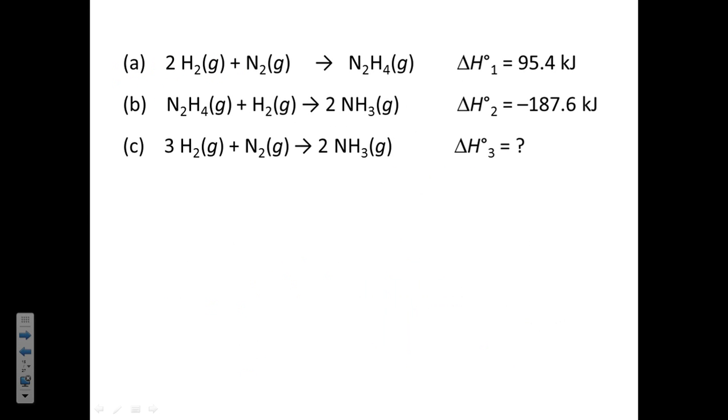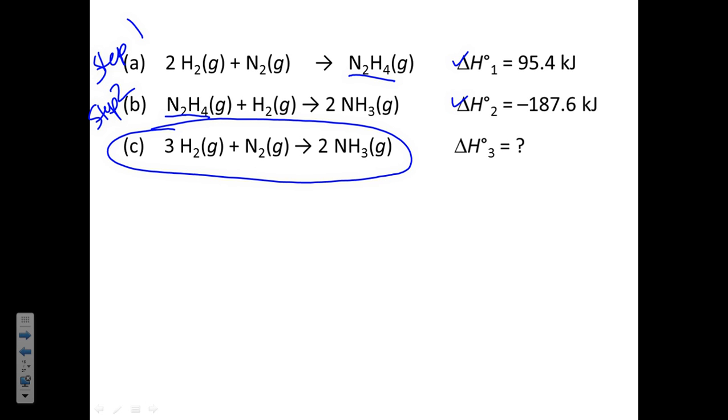Let's put some numbers with this. Here is our step 1, shown in A. Here is step 2. In step 1, we're combining hydrogen and nitrogen and forming an intermediate. In step 2, the intermediate is combining with hydrogen to make ammonia, our final product. We have a delta H for both of those steps. This is the overall reaction that we want to find the delta H for. So if we just take the sum of delta H from step 1 and delta H from step 2, that will give us the overall enthalpy change. Really, we're just adding those two together.